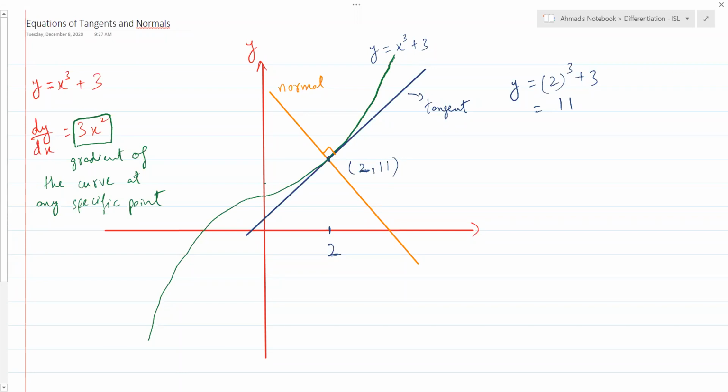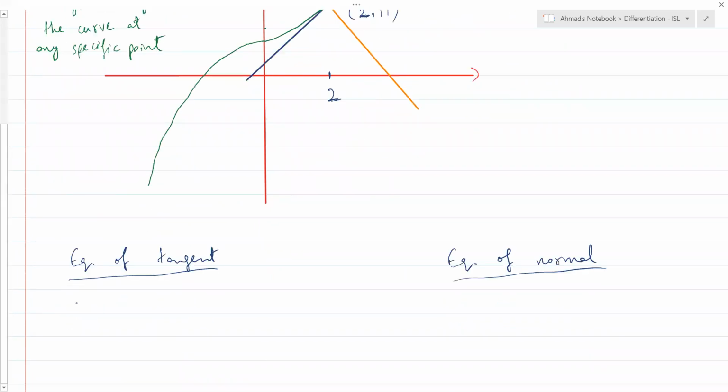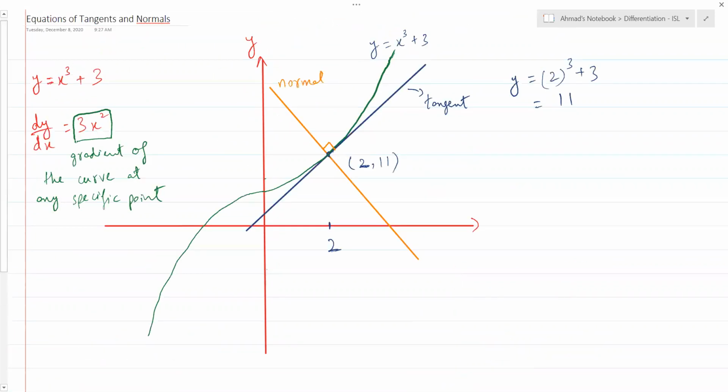What else do you need to find the equation of the line? एक और चीज चाहिए आपको. What is that? Sir, gradient. That's the gradient, right? You only need the gradient in addition to a point on the line. तो आपके पास दोनों के अंदर point है, that is 2 and 11. So tangent भी इससे pass करता है और normal भी इससे pass करता है. Now what about the gradient of the tangent? What do you think?